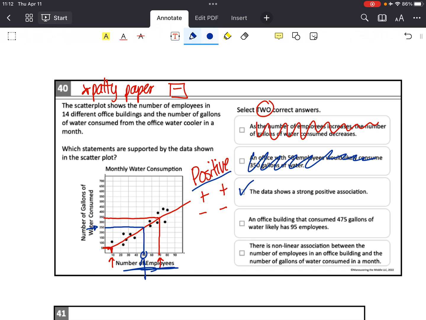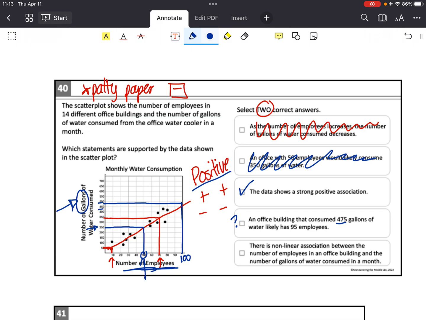An office building that consumed 475 gallons of water likely has 95 employees. So we're going to find 475 gallons. So again, this is gallons, so I'm looking at my y-axis first. I see 450 and I see 500, so I know the center of that is the 475. Start there, go to the side until you touch your trend line, and then go down. So it looks like according to my prediction, it would be close to 100 employees. So this one might be correct. So depending on how accurate that last statement is what I'm going to decide.